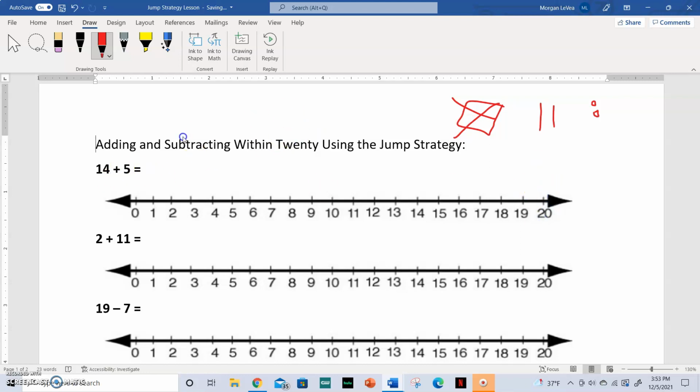Now, we're going to do it very similar to what we did yesterday, except we're going to have to pay attention to how far we go on the number line because we're not only going from groups of 10, but we're going to go from groups of ones as well.